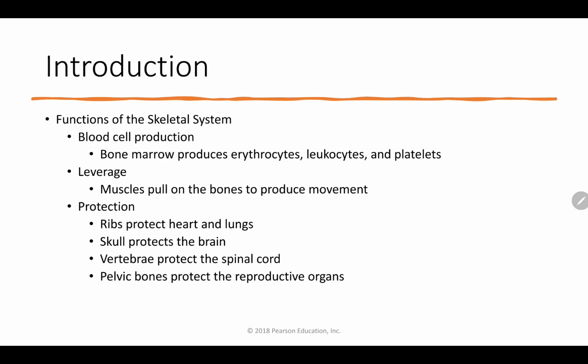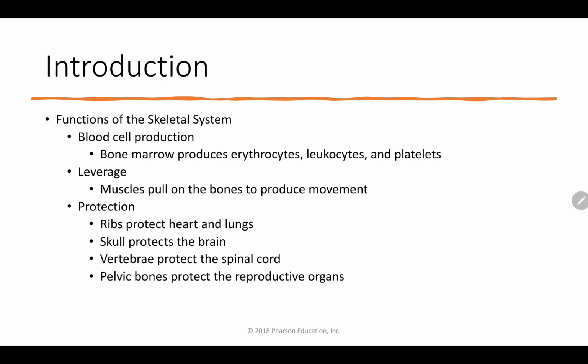We're able to make blood cells. Our blood cells are made in our bone marrow. The erythrocytes, such as the red blood cells, the leukocytes, the white blood cells, and the platelets, we all make in our bone marrow. Bones act as levers, so muscles pull on the bones to produce movement.